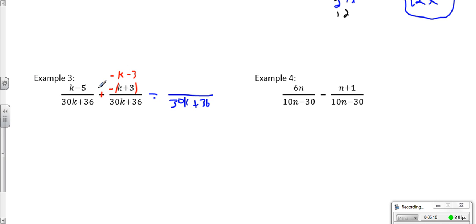So now when we combine our like terms with the numerators, we have a k and a minus k, which takes each other out. And we have a negative 5 and a negative 3, so negative 8.